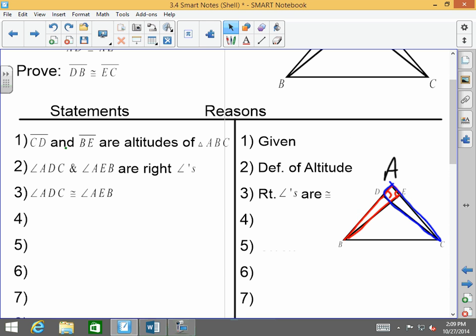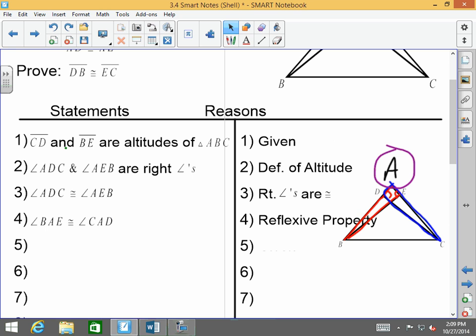Now, what can you tell me about angle A here, guys? This angle A. Look at the blue triangle angle there and look at the red triangle angle. What do we know about that angle A? Is it shared by both that blue and red angle? So what happens if it's shared? They're going to be congruent by reflexive. So now angle BAE is congruent to angle CAD because of reflexive property.